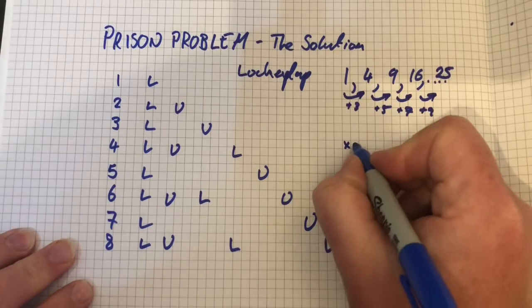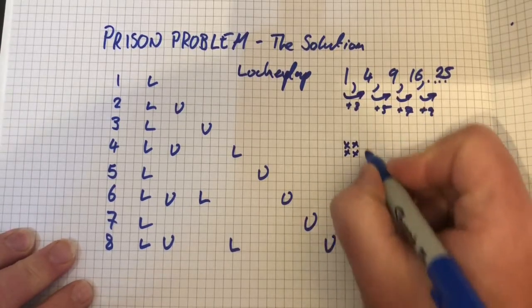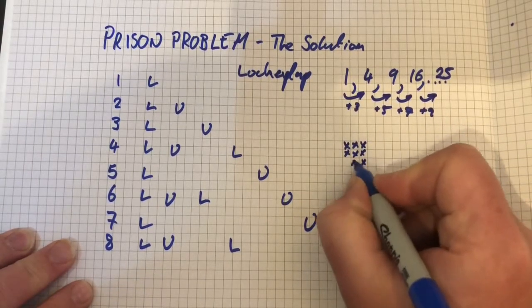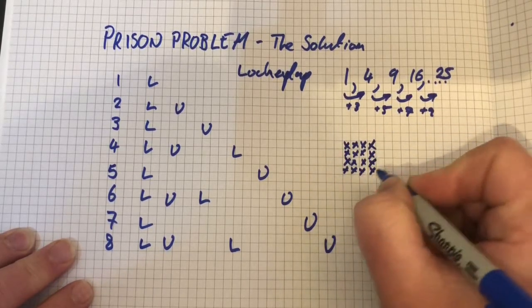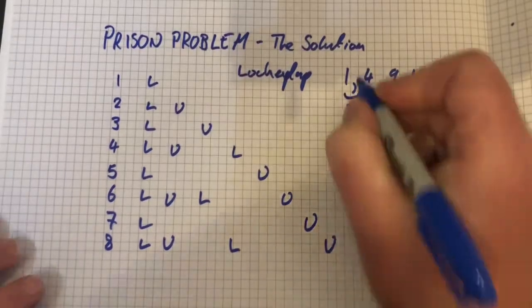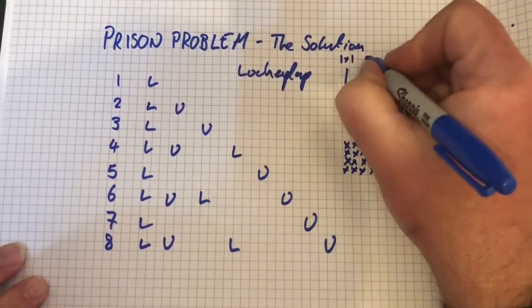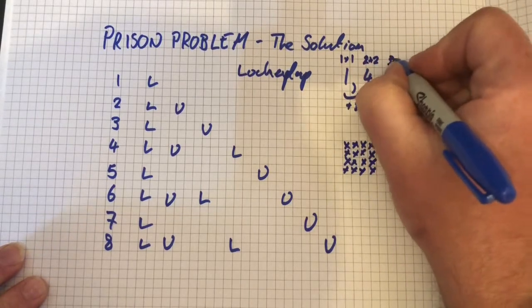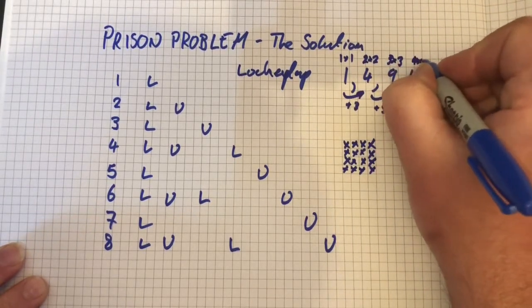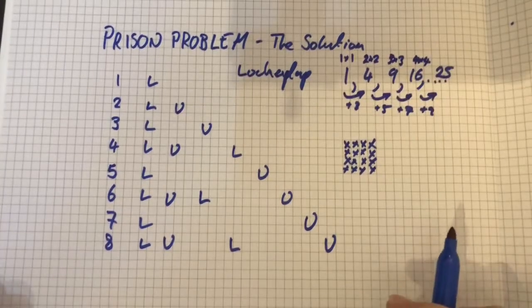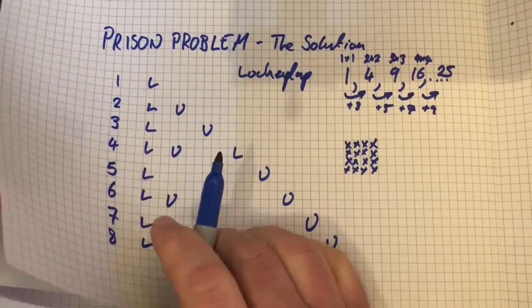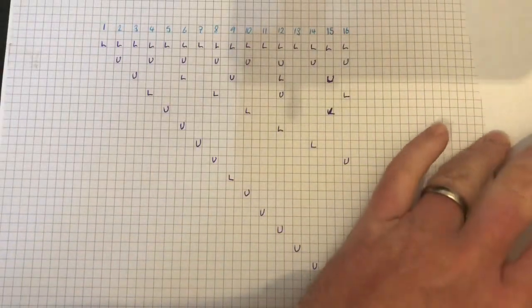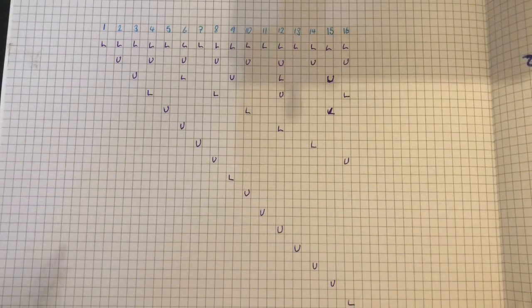We've got 1 there. If we add 3 on, we get 4. If we then add 5 on, we get 9. If we then add 7 on, we get 16, and so on. So 1 is 1 times 1, 4 is 2 times 2, 9 is 3 times 3, 16 is 4 times 4, and so on. But why are these people locked up at the end of the night? Now, we need to look at this almost backwards. Okay, now let's look at each number.